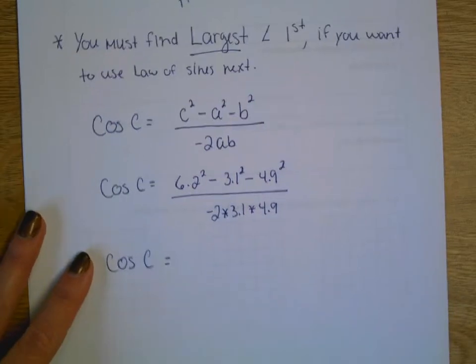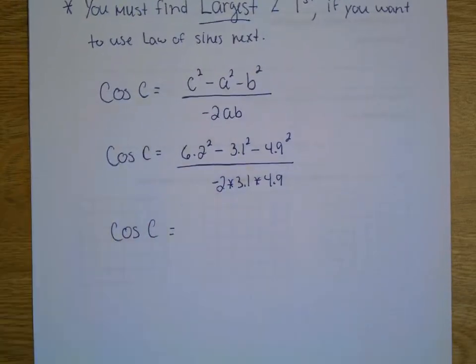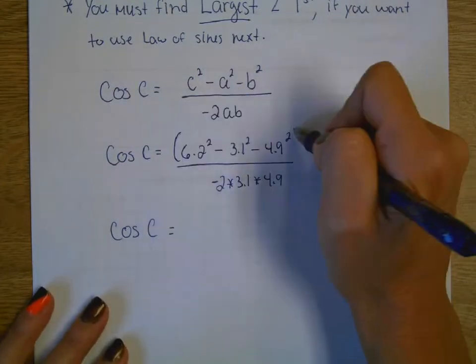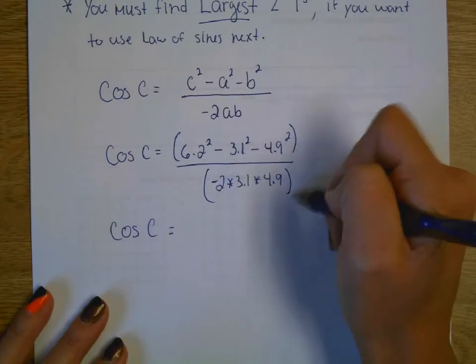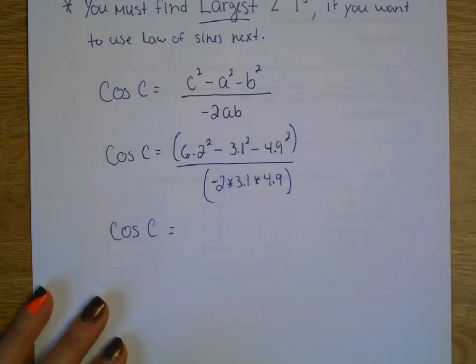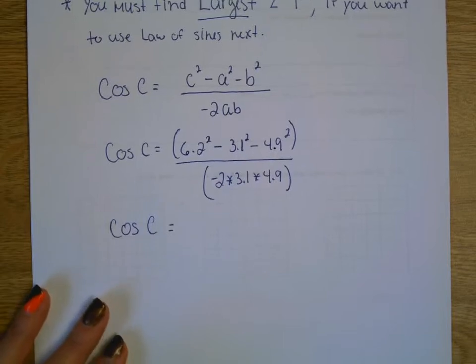You can type this all in one line if you do what? I got an error. Parentheses. Where do the parentheses have to be? Top and bottom. The numerator needs a set of parentheses, and the denominator needs a set of parentheses, so the calculator knows to do all that first, then do all this second, and then divide those two answers. That will give you your cosine ratio, not angle C yet.